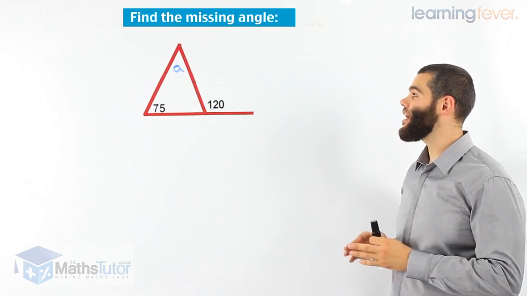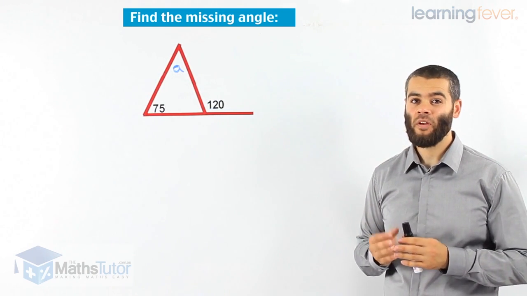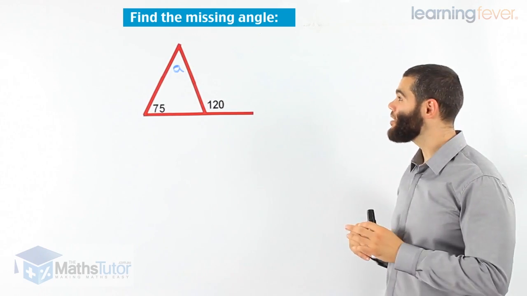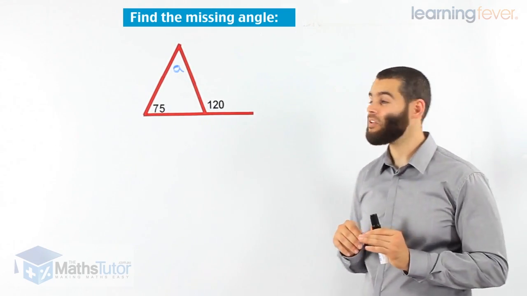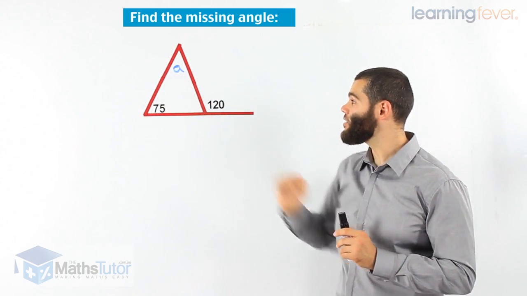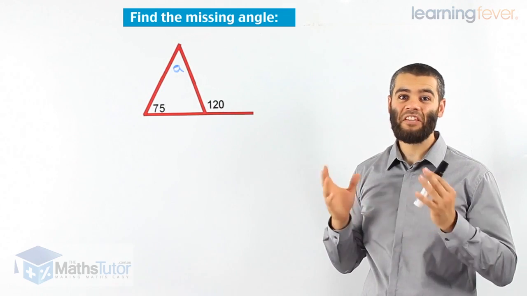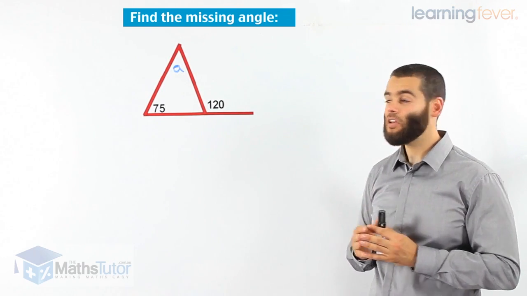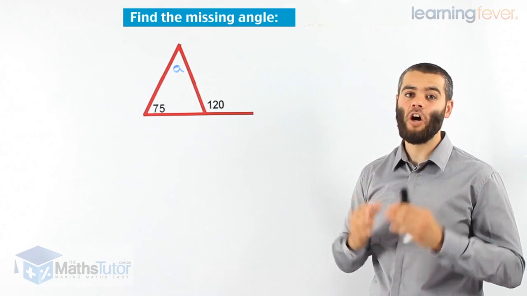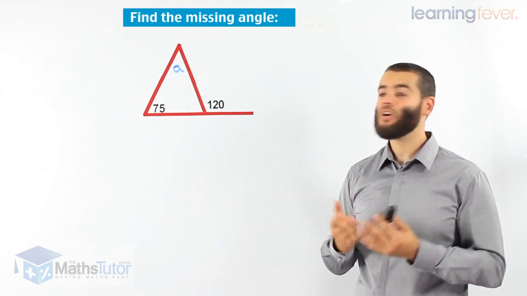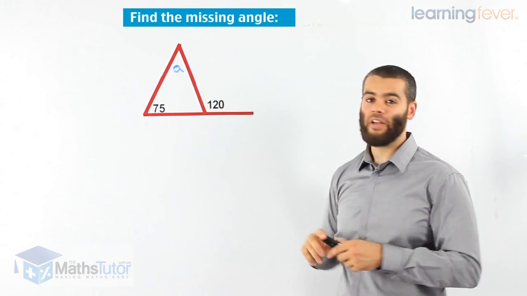Okay, let's look at this diagram here. We're asked to find the missing angle. But we notice the missing angle is not the exterior angle. It is the interior angle. The interior angle inside the triangle. We use the same concept, the exterior angle of a triangle concept, the same rule to find the interior angle, but we do what's opposite. Before, we were trying to find the exterior angle, now we're trying to find the interior angle.